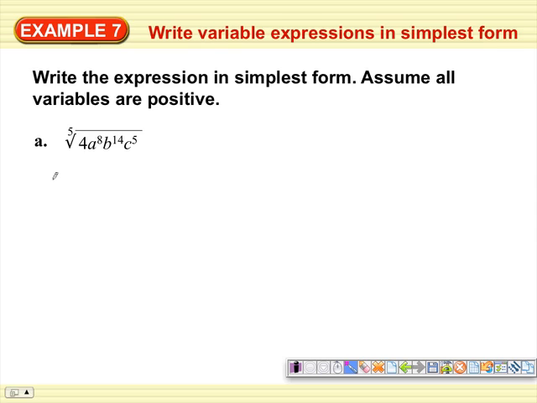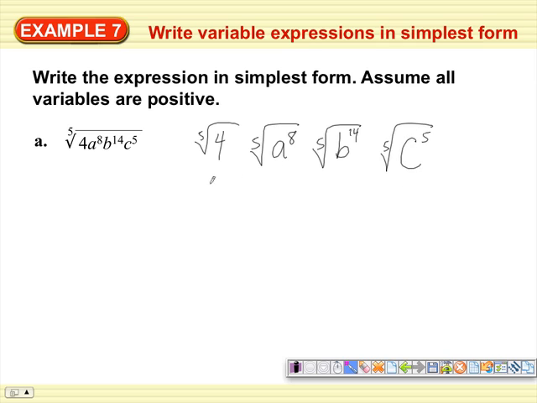Go ahead. I guess I'll start you off. Let's just break it up. The 5th root of 4, 5th root of a to the 8th, 5th root of b to the 14th, 5th root of c to the 5th. And all you're going to do is just simplify this if you can. Sometimes you can't. This one you can't. This one you can. You can simplify all of these right here. And then in the end, bring it all back together. Go ahead. See what you do.